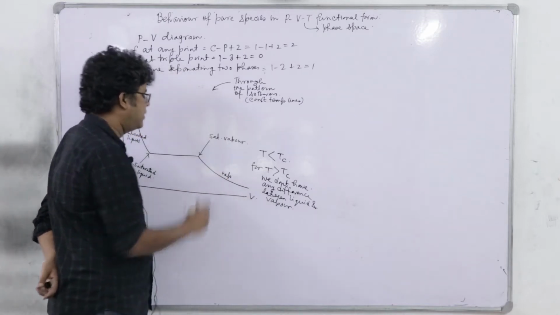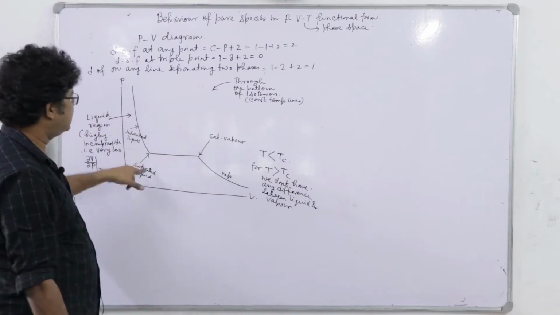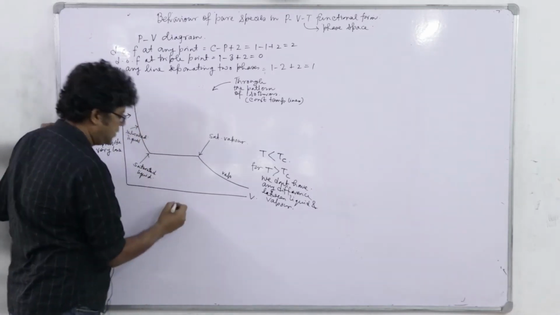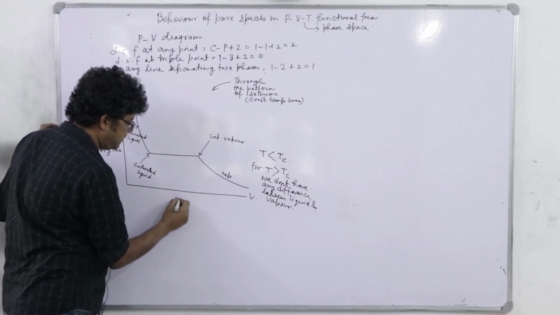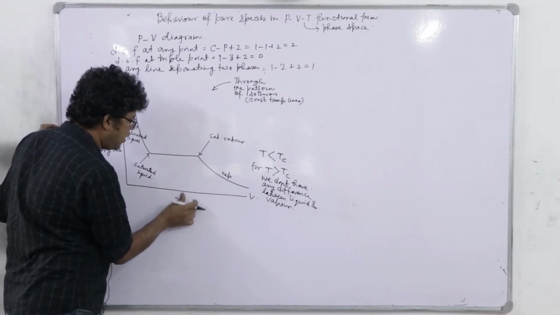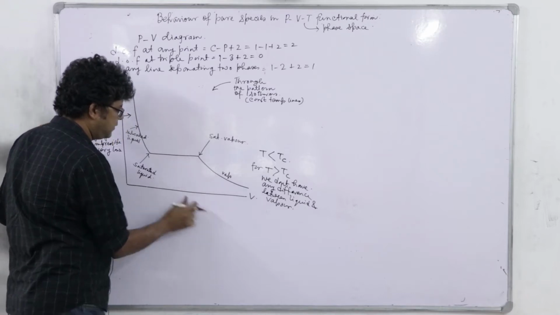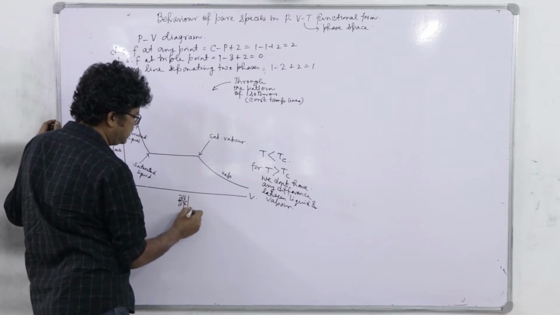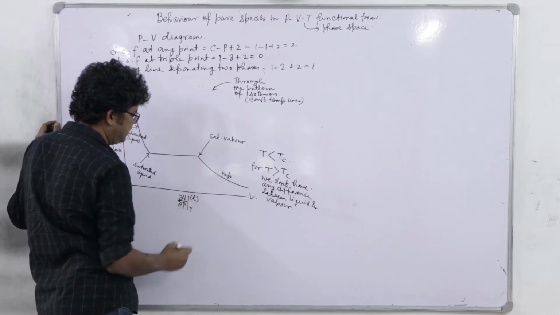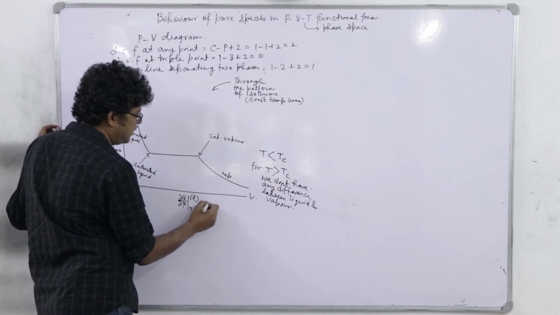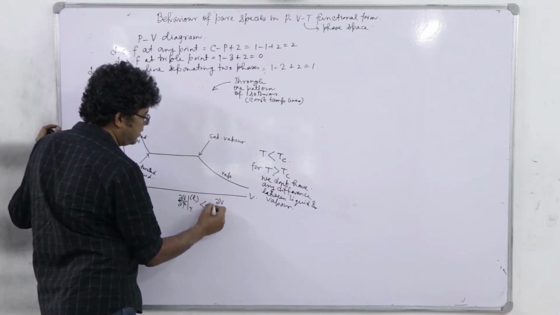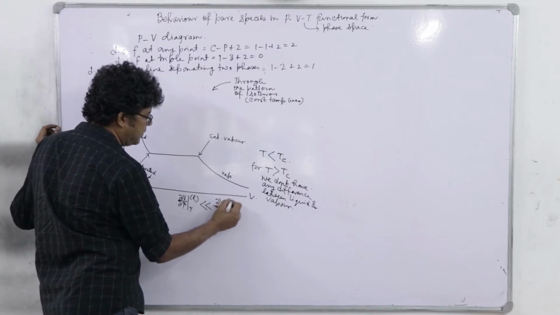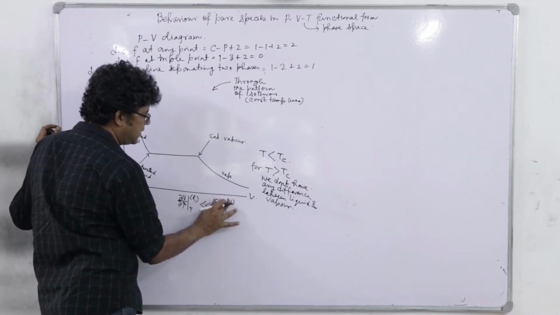And here the slope is relatively much lower than that of the liquid. Okay. So, del V del P at constant temperature for the liquid phase is much lower than del V del P at constant temperature for the vapor phase, or rather the gas phase.